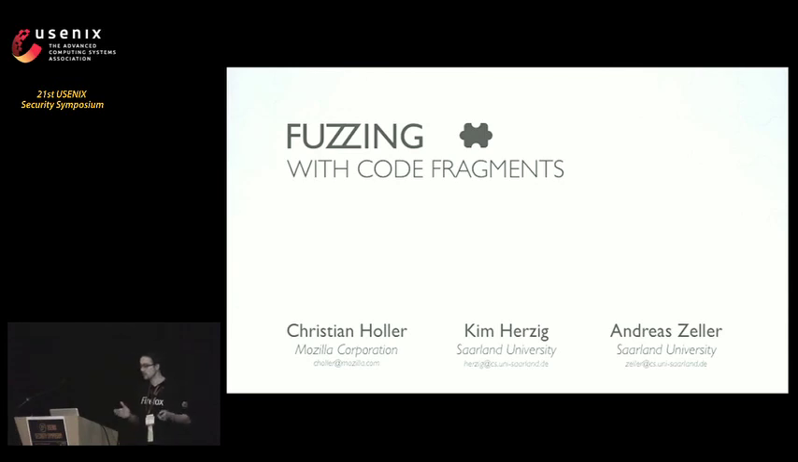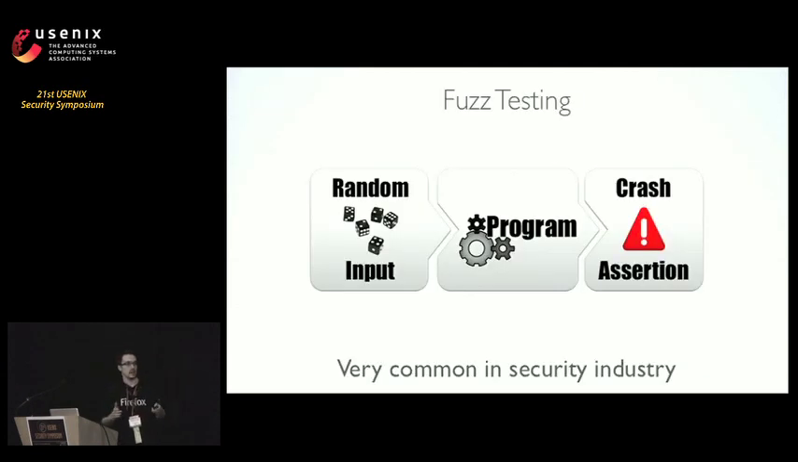So to start off, let's talk about fuzz testing. I guess most of you will know how fuzz testing actually works, but for those that don't, fuzz testing just means in a nutshell that you take a program, you supply random input to the program, and then you check what happens. You check for abnormal behavior. For example, this could be a crash or an assertion.